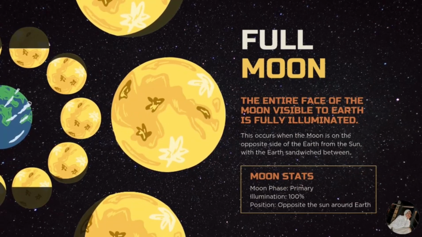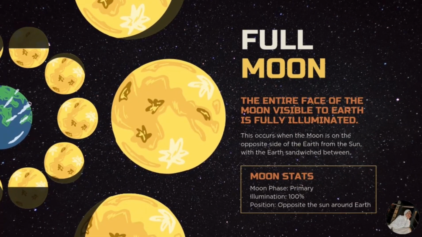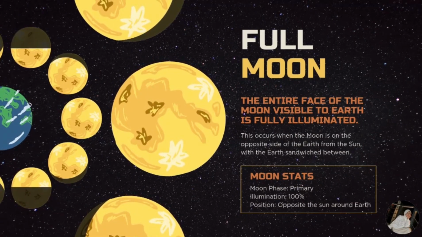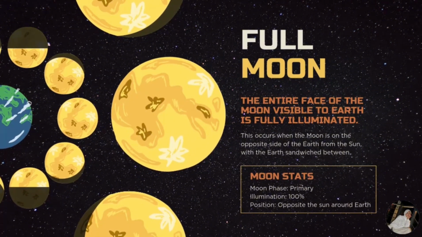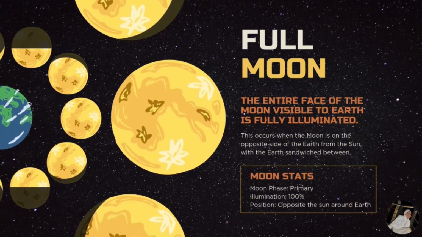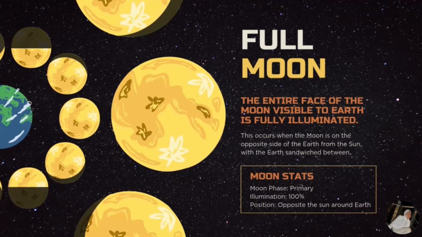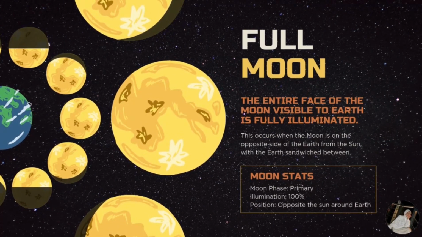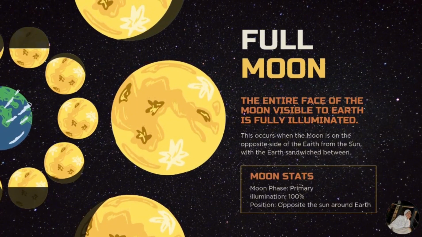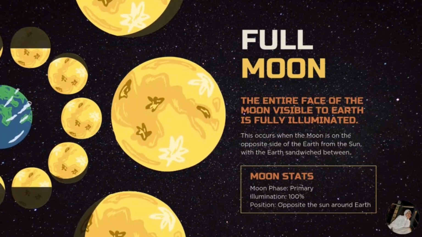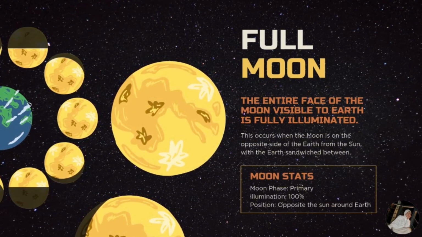Full Moon. The entire face of the Moon visible to Earth is fully illuminated. This occurs when the Moon is on the opposite side of the Earth from the Sun, with the Earth sandwiched between. So, Moon phase is primary, illumination is 100%, and position is opposite the Sun around the Earth.